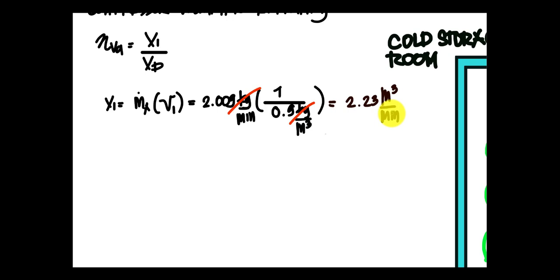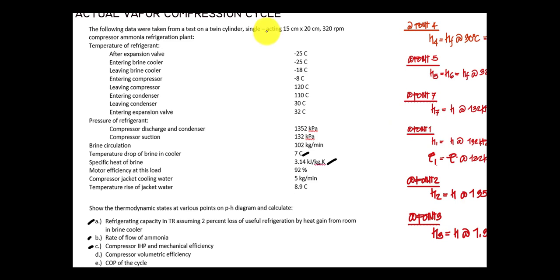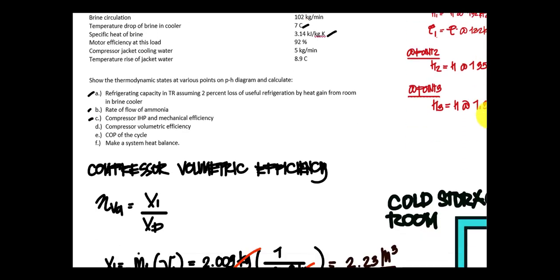Next we need to compute the volume displacement, VD. The volume displacement is equal to pi over 4, times d squared, the diameter, multiplied by the length of stroke, and multiplied by the RPM. Let's look at the problem: we have a twin cylinder, so that is 2, single acting, with a diameter of 15 centimeter and a length of stroke of 20 centimeter.